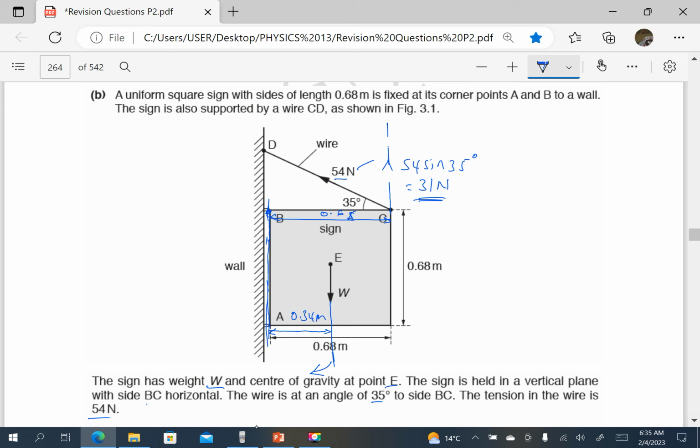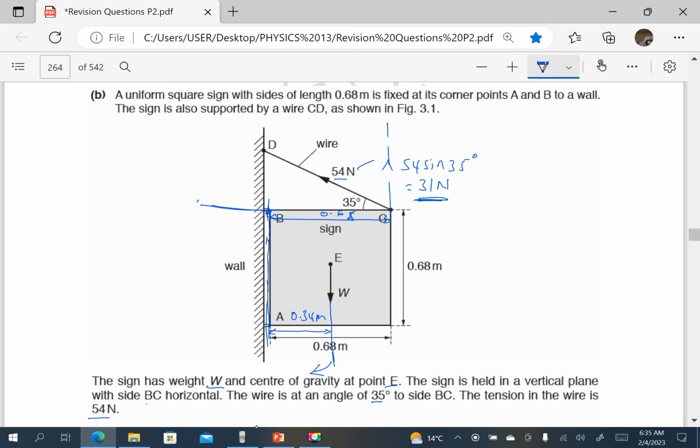So we have two forces which are causing moments. The perpendicular component, because the horizontal component will be acting towards point B. So I will simply use the vertical component, which is having a perpendicular distance of 0.68. Alternatively, I could also have the horizontal component, which is also acting in this direction.